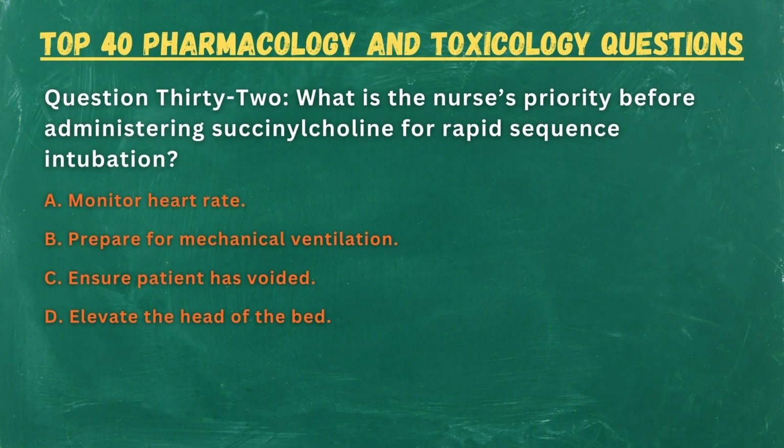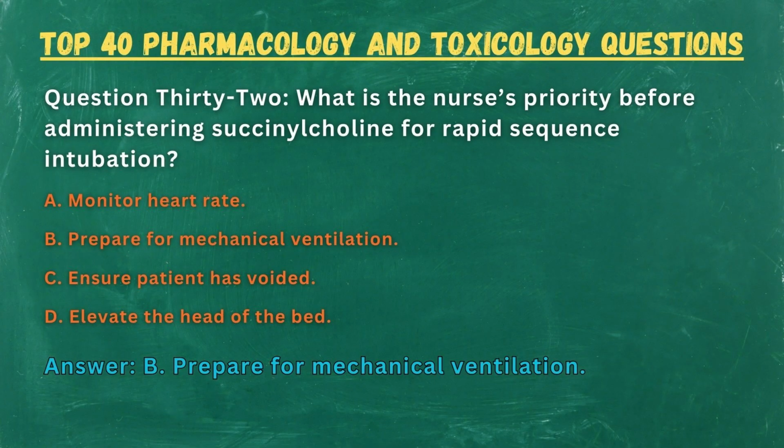Question 32. What is the nurse's priority before administering succinylcholine for rapid sequence intubation? A. Monitor heart rate. B. Prepare for mechanical ventilation. C. Ensure patient has voided. D. Elevate the head of the bed. Answer B. Prepare for mechanical ventilation.